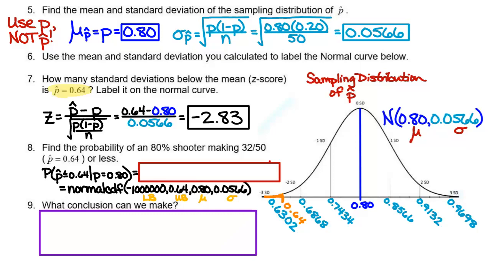And what do we get for p-value? Yeah, 0.002. That is the p-value. That is the probability of me making 32 out of 50 shots if my true free throw average is 80%.